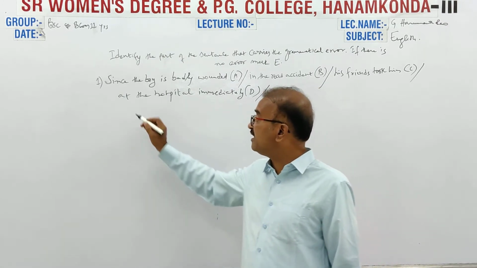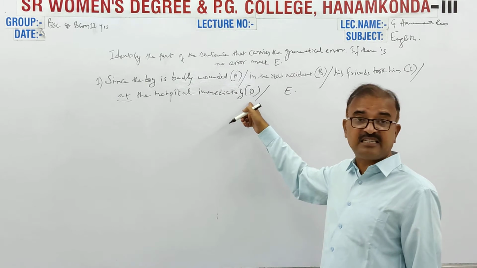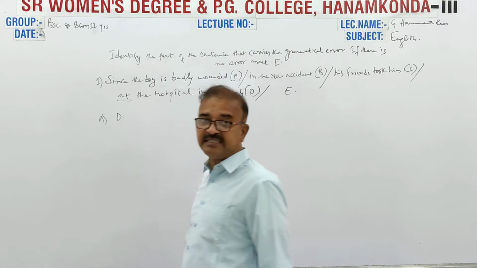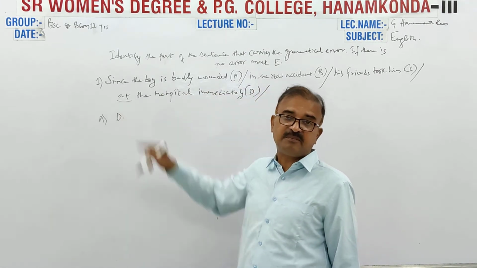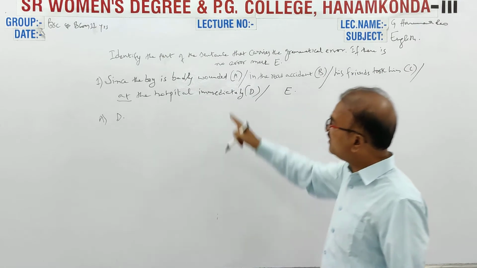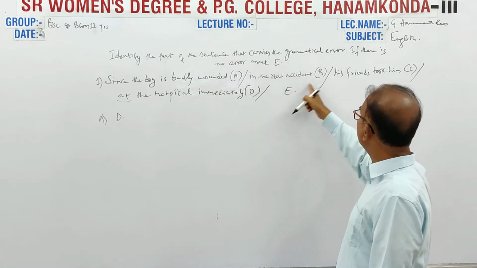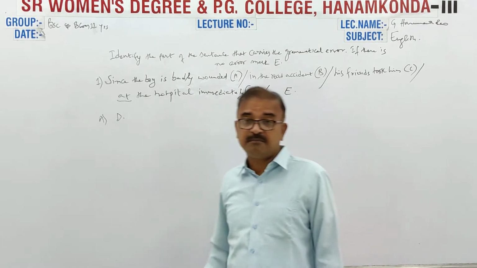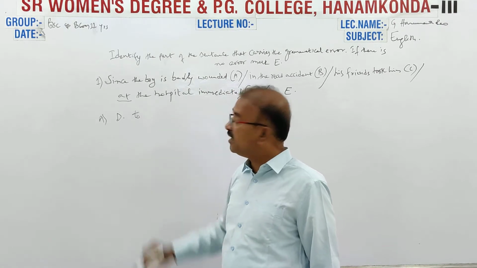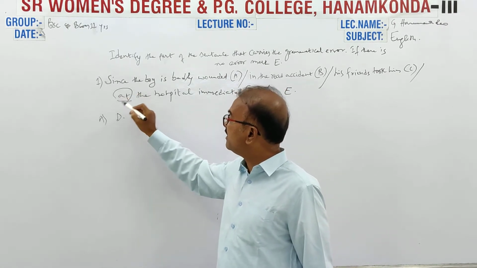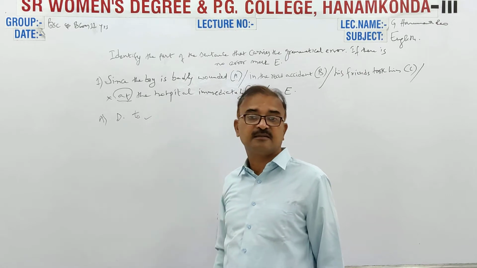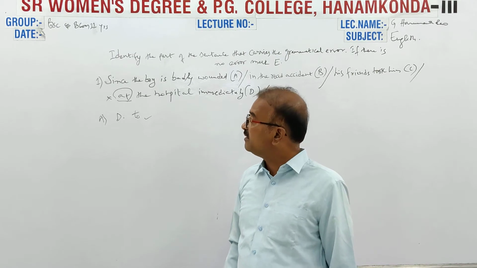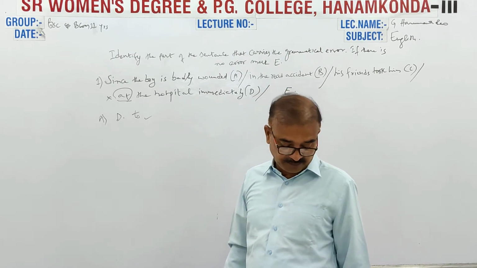And I say that the mistake lies here. Now this is part D. So the answer is, check this one, the mistake is in part D. And what's the mistaken thing here? This is the preposition 'at'. Since the boy is badly wounded in the road accident, his friends took him at the hospital is wrong. Took him to the hospital is the right thing. So here this is wrong and this is right. Took him to the hospital. Okay? So next one.